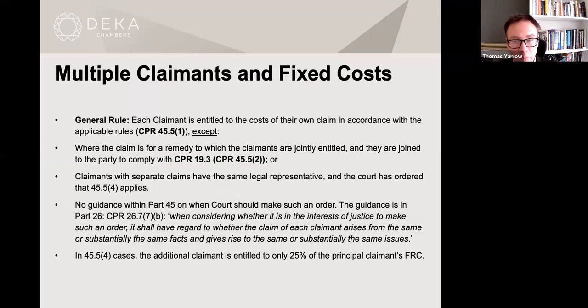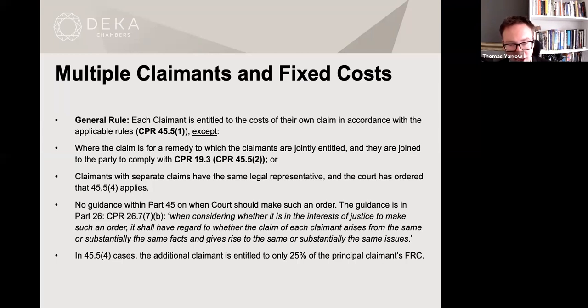Multiple claimants, I said I'd mention these briefly. So the general rule, each claimant is entitled to the cost of their own claim in accordance with the applicable rules. That's CPR 45.5 sub 1, except joint entitlement to a joint remedy under CPR 19.3. So that's where you add a claimant, or you have to add a claimant where they're jointly entitled to the same remedy. Or you've got separate claims who've got the same legal representative, and the court has ordered that 45.54 applies. For the guidance on when the court will order whether 45.54 applies, we go back to Part 26, because as I keep on saying, the important thing here is certainty, and we want to know from as early on as possible whether we're going to get one of these multiple claimant orders or not.